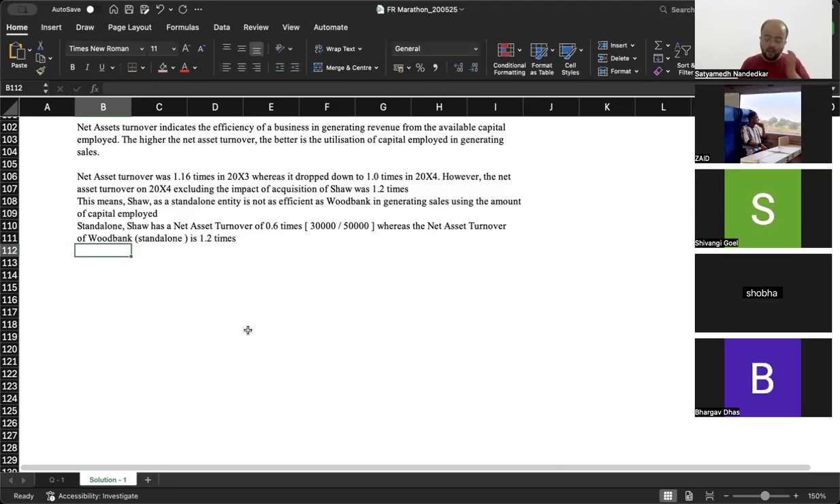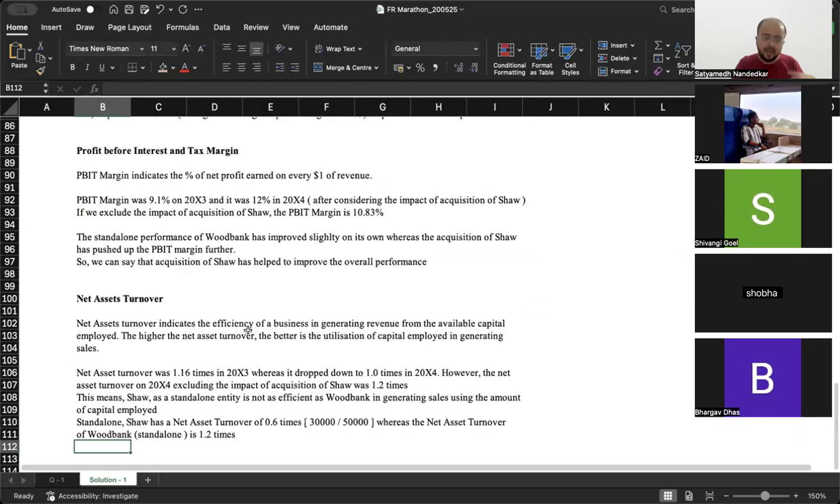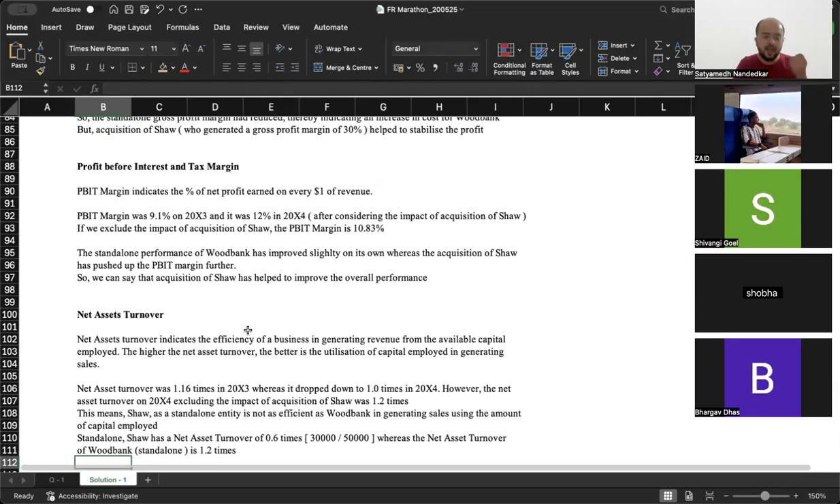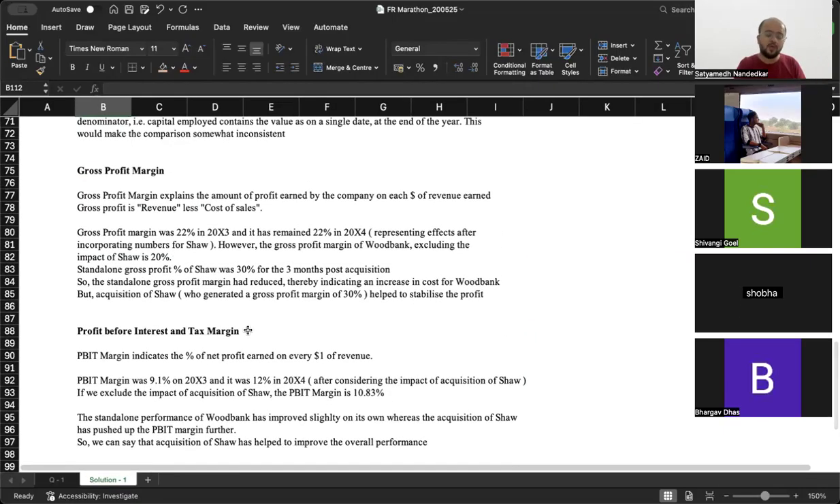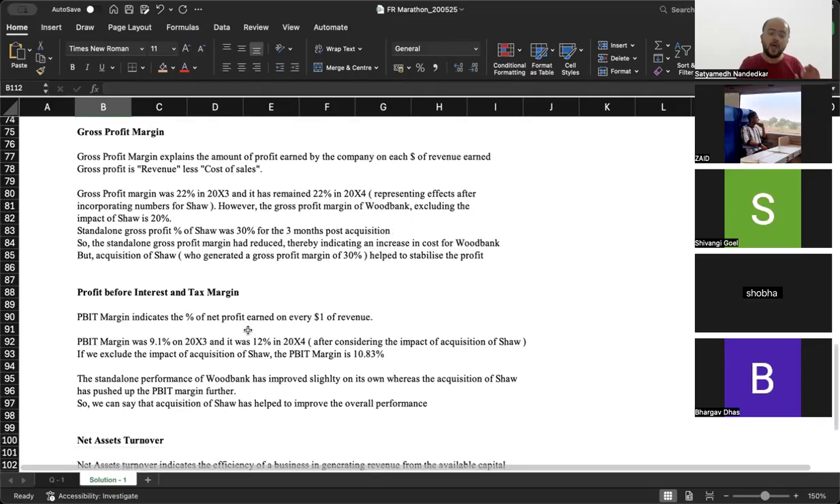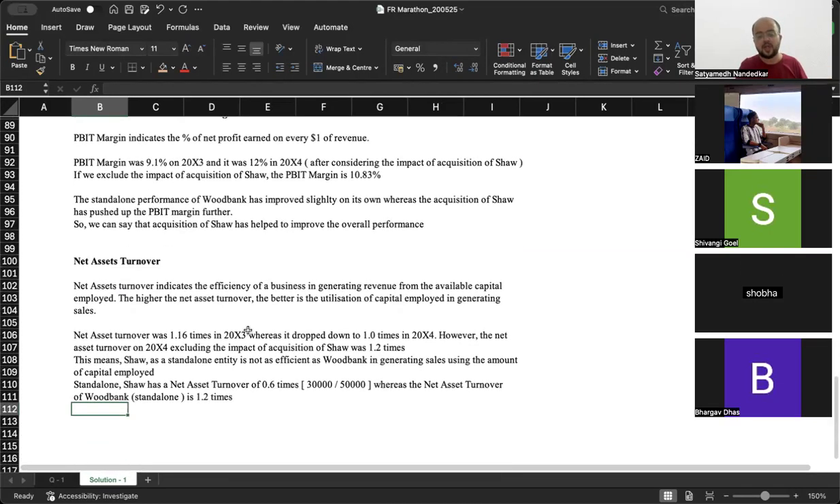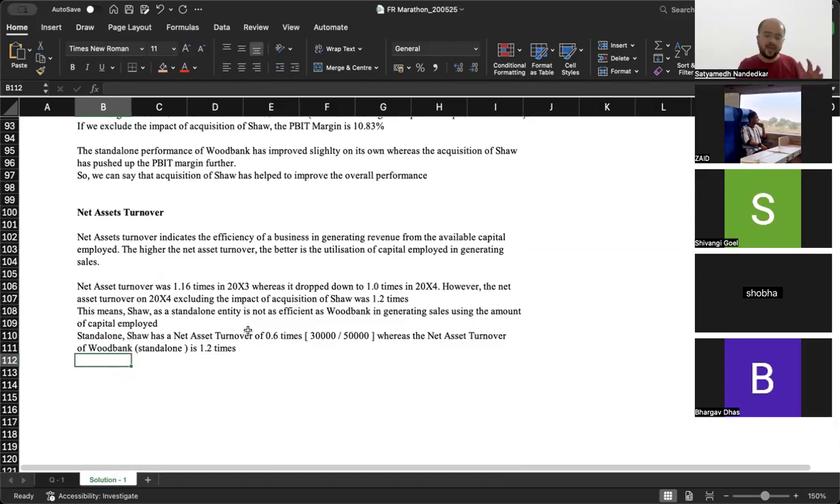Acquisition में one entity which is Woodbank which had a high net asset turnover, it acquired another unincorporated business called Shaw, which had a low net asset turnover 0.6. So kahin na kahin in the combined entity, because of this acquisition, the net asset turnover has fallen. Now, Woodbank and Shaw, if you look at them together, I can say that the GP ratio and the PBIT margin both improved because of acquisition of Shaw. However, the net asset turnover fell because of the acquisition of the entity.